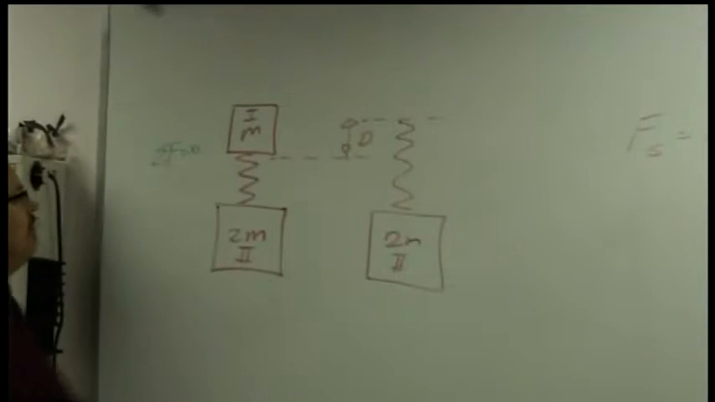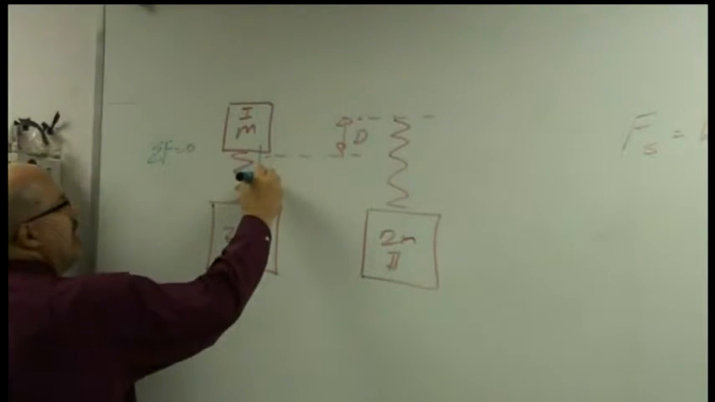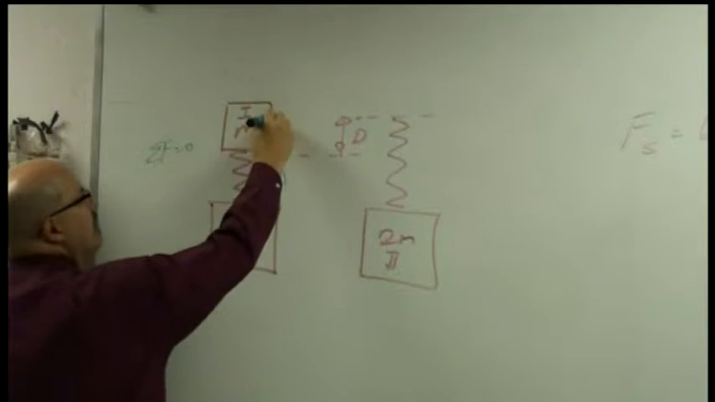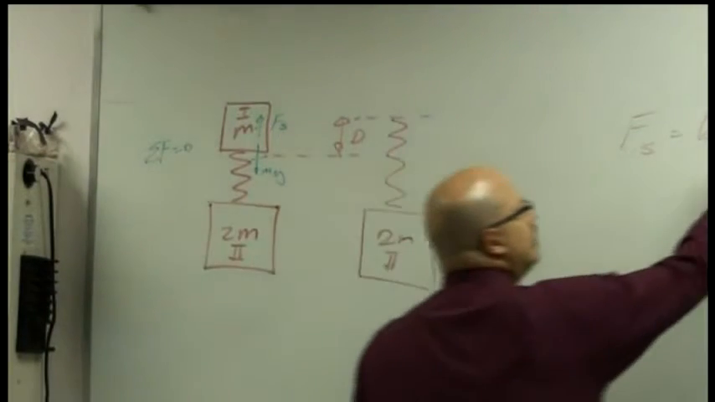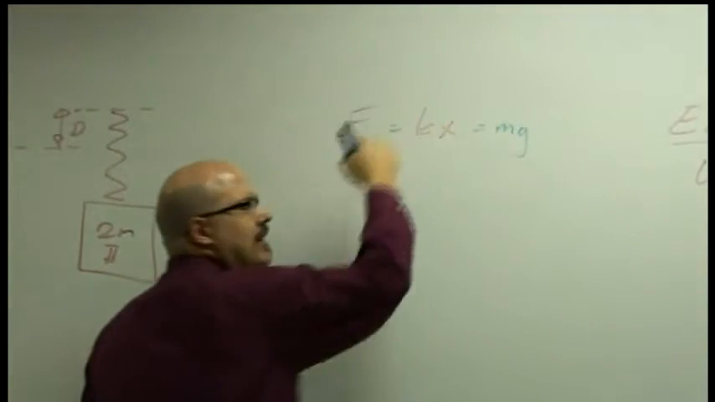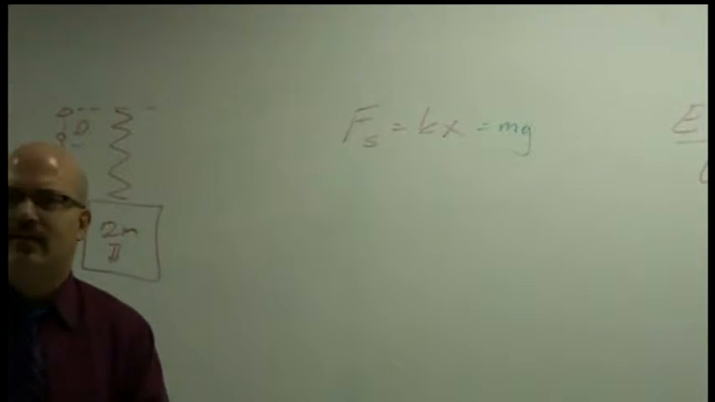Okay, when we're here, the sum of the forces add up to 0, right? So we have 2 forces. We have an mg down, and we have a spring force up. And these two must be equal, so therefore this must equal mg. And you notice I've neglected the negative sign because I've already drawn what the direction is, right?